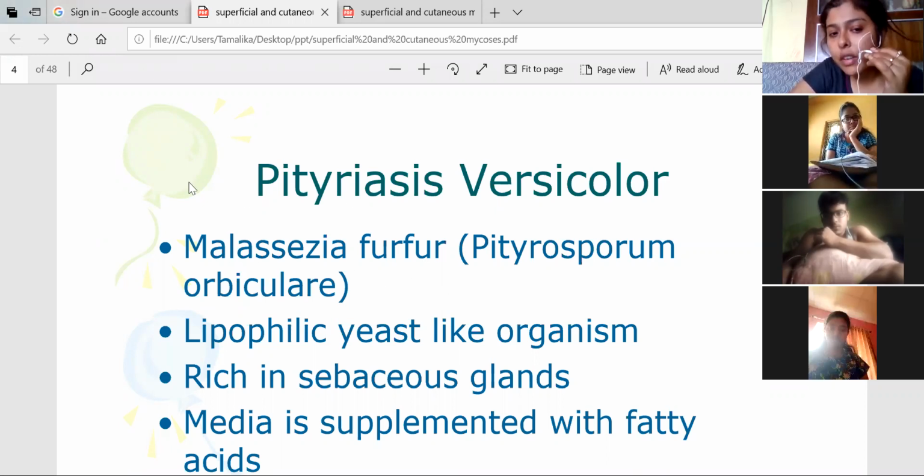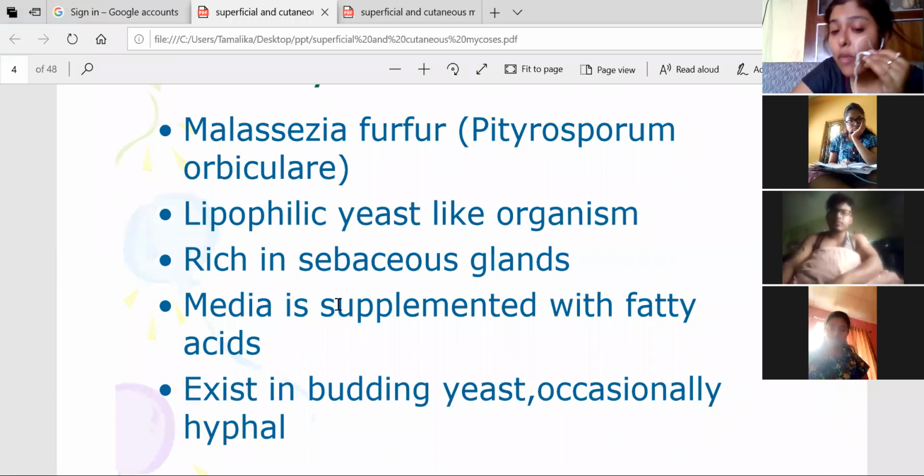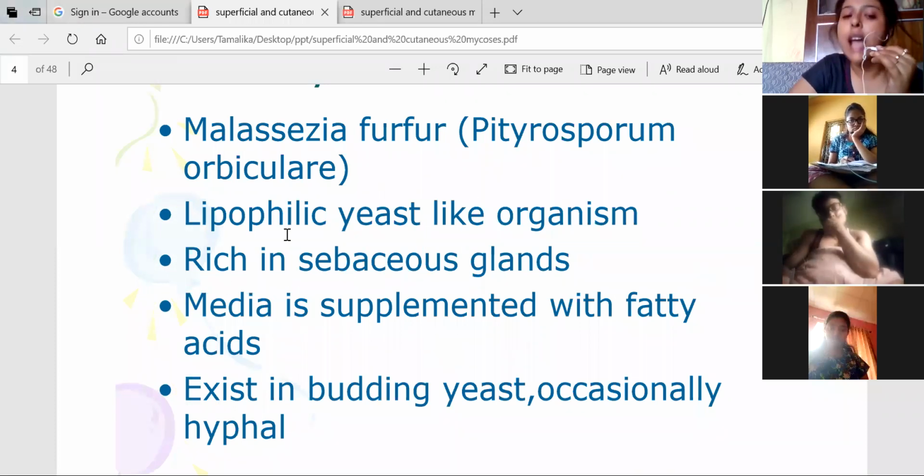You get to see on the screen, it is Malassezia furfur. So it is a lipophilic yeast-like organism. It is basically a yeast which loves to have your lipid. So they basically grow in lipid, so they are lipophilic yeast. And you know that in your skin where there is sebaceous gland, they are more prone to those sites.